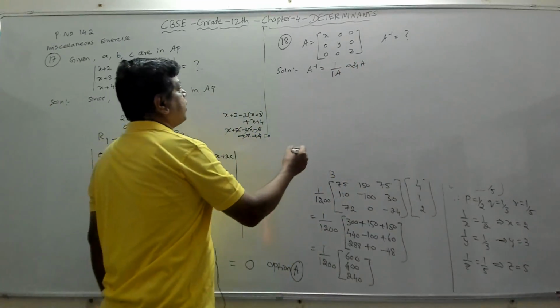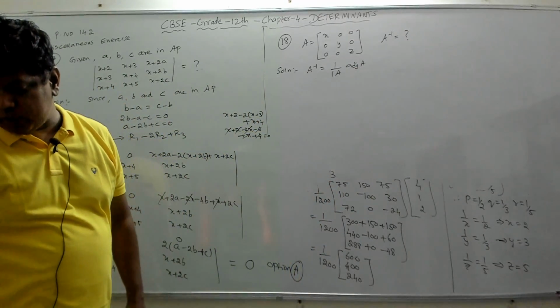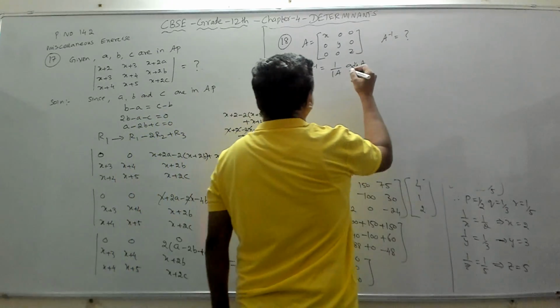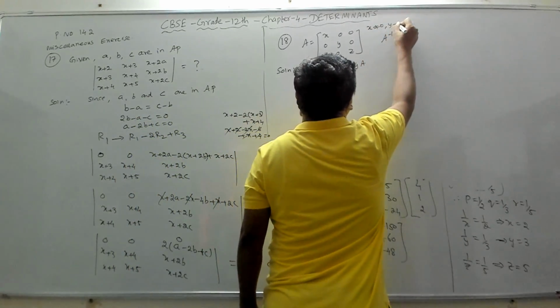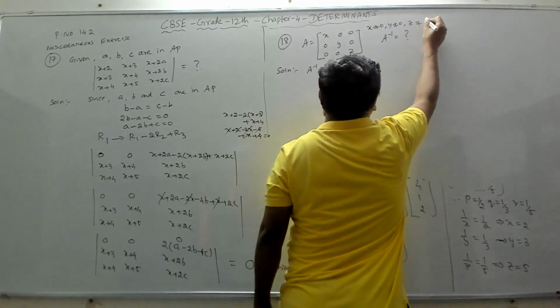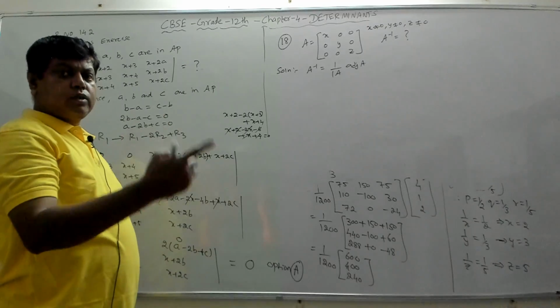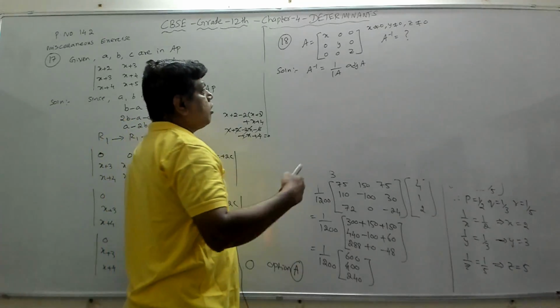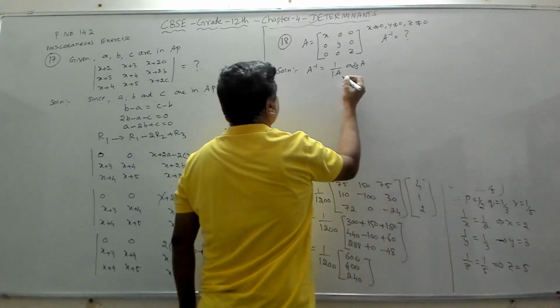So what is the determinant of A? Also, they have said that x, y, z are non-zero real numbers. So x is not equal to 0, y is not equal to 0, z is not equal to 0, and all are real numbers.